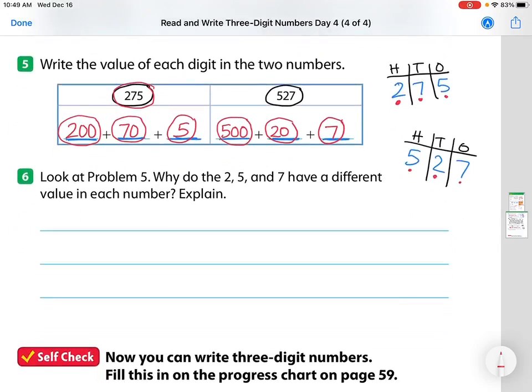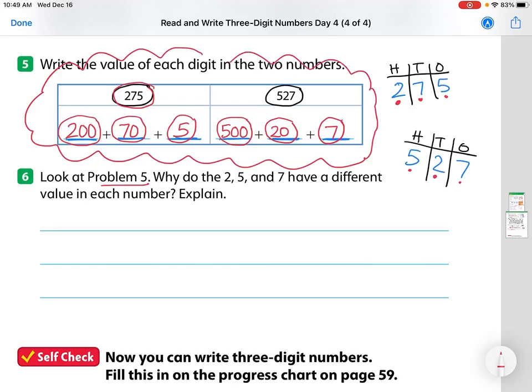Okay, let's take a look at problem number 6. It says look at problem number 5, so it wants us to look back up here. Okay, so look at that problem. Why did the 2, 5, and 7 have different values in each number? Look, they're using the same 3 digits in both numbers, but they have different values.